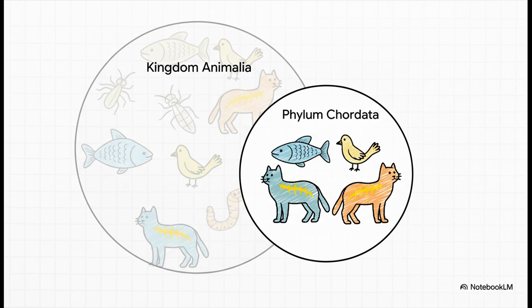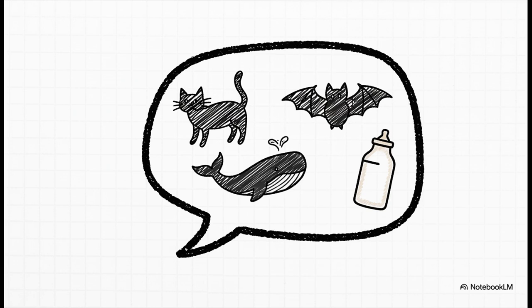So within the animal kingdom, there's the phylum Chordata. This group includes every animal that has a spinal cord. So now, fish, birds, and mammals are in, but insects and jellyfish are out. See? Dropping down again, we get to class.